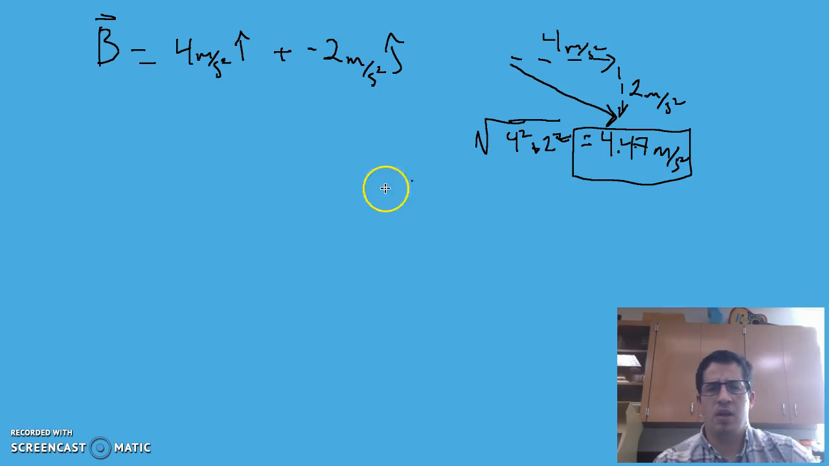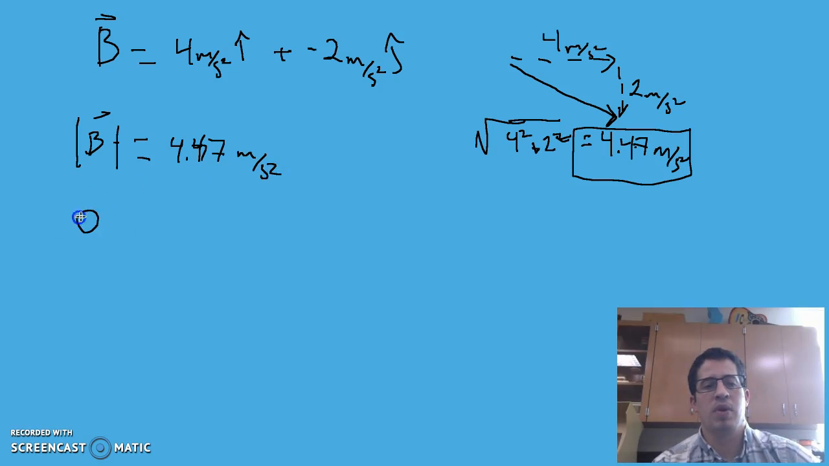Okay, and so we say vector B has a magnitude, and actually one of the ways you write a magnitude is using these brackets here. So we'll say vector B has a magnitude of 4.47 meters per second squared, and has a direction which we still need to find. So we need to find this angle so we can say what direction it's in. How would you go about finding that angle?